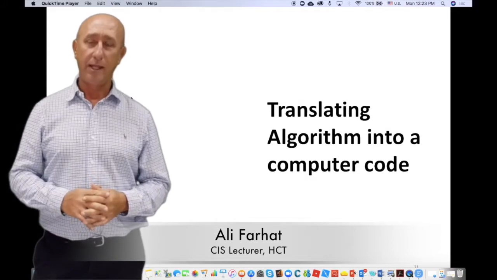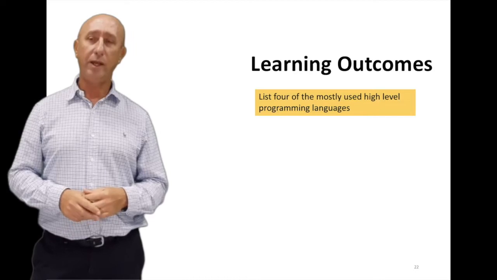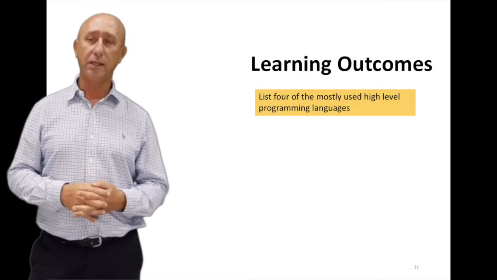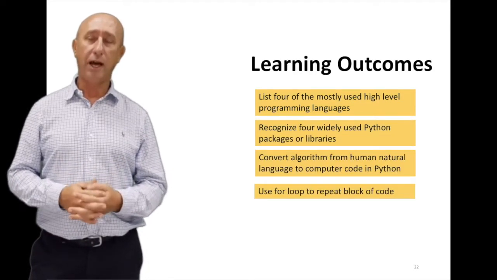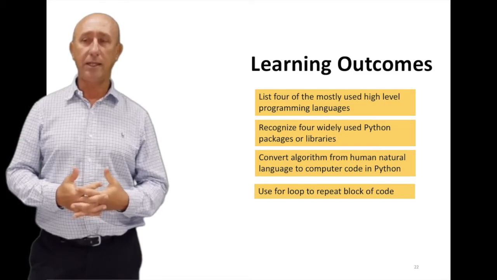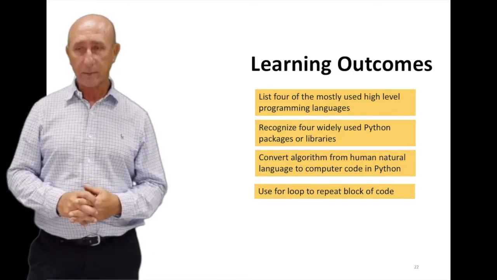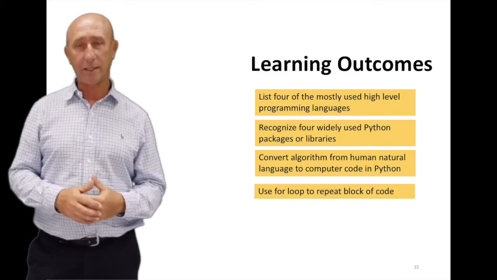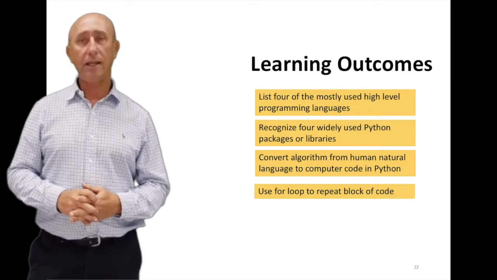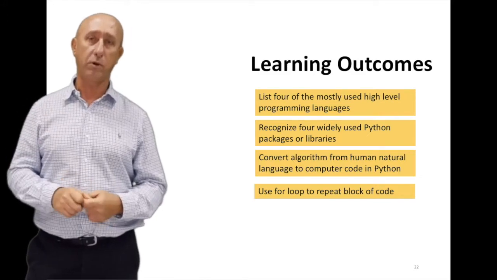program. Just like every other video, we have some learning outcomes for this chapter. One, we need to list 4 of the mostly used high-level languages. We'll talk about those. We're going to talk about recognizing the different libraries that are available in Python. And when we get to it, you'll understand what I'm talking about. And then we will talk about how we actually convert an algorithm into a computer program.